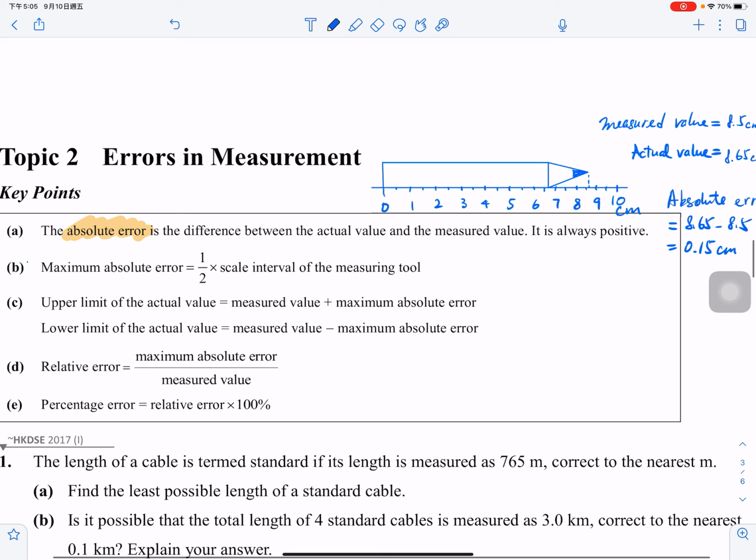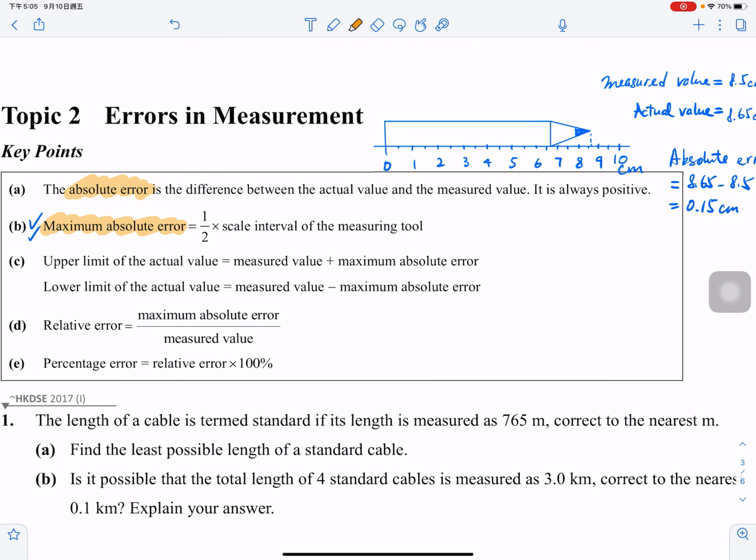And the second term, maximum absolute error. Usually, some questions ask you this one, maximum absolute error. That means it's half of the scale interval of the measuring tool. For example, here, this measuring tool is 0.5 cm. So if you want to find the maximum absolute error, that means equal to half of 0.5 cm. So 0.25 cm is the maximum absolute error.